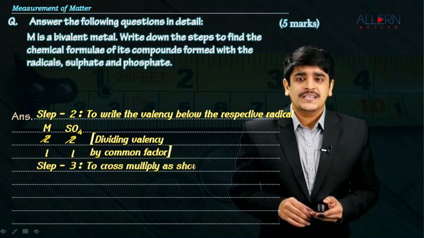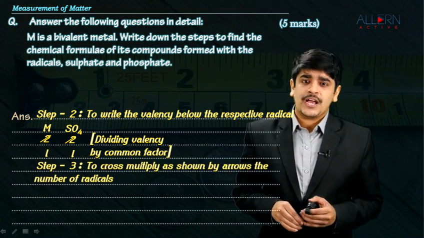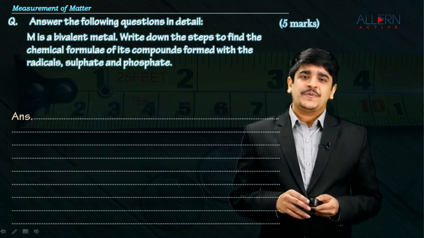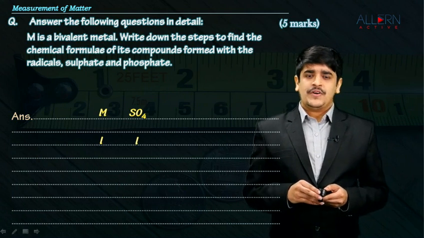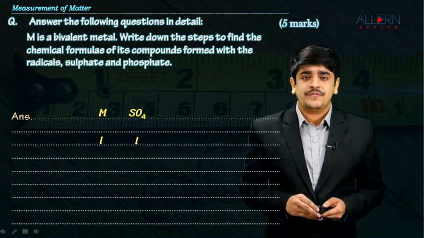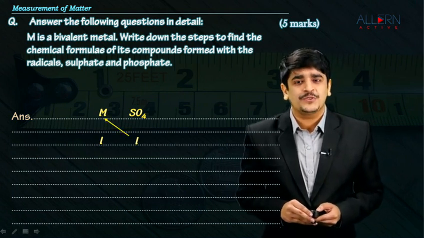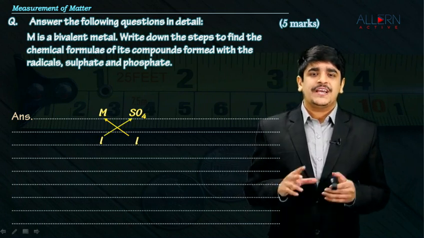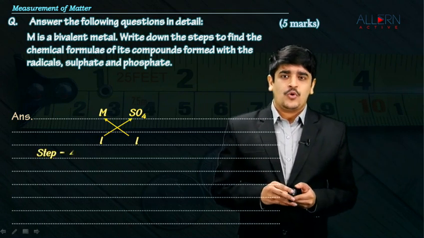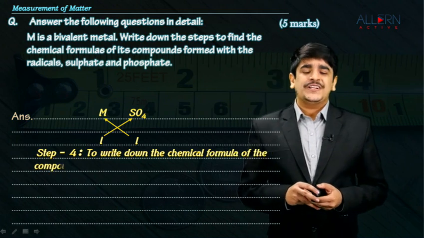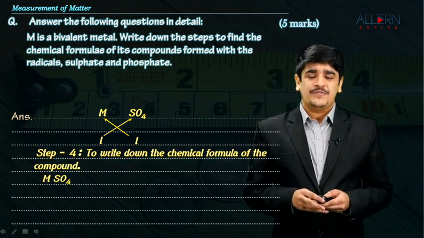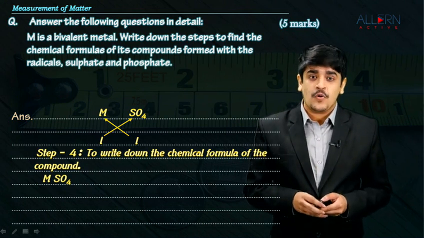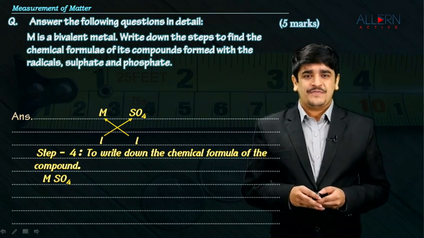Now have a look. Step 3. To cross multiply as shown by the arrows with respect to the number of radicals. We have M and SO4, 1 and 1 each. The 1 of sulfate goes to M, the 1 of M goes to sulfate. And when that happens, I can put them up together as MSO4. Why do I say so? Because 1 is the only number that you write or don't write, doesn't make any difference whatsoever. So the final formula is going to become MSO4. That is the formula for the metallic sulfate.